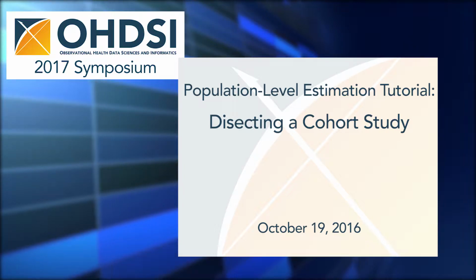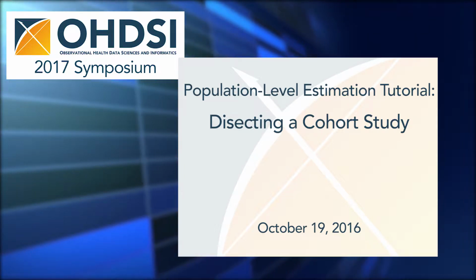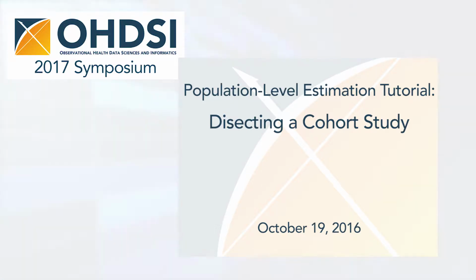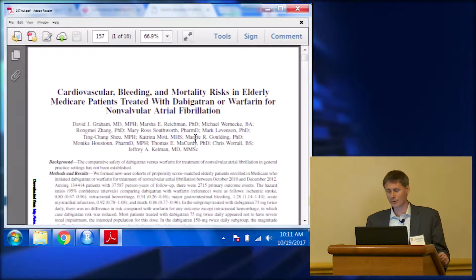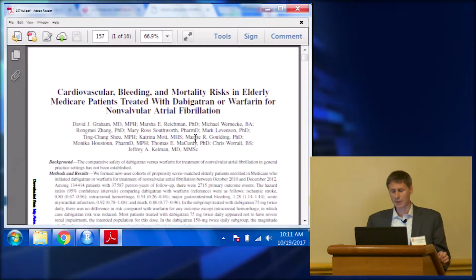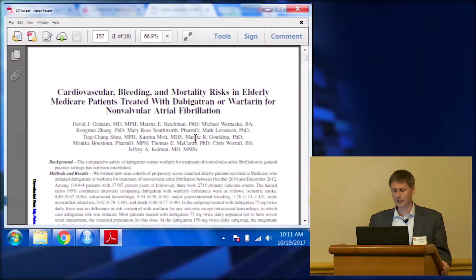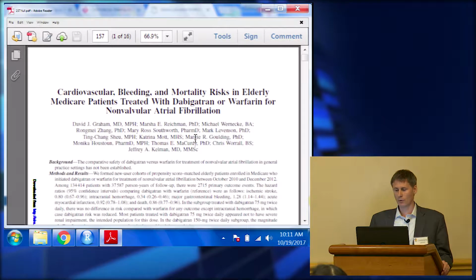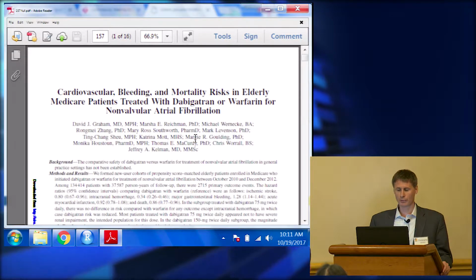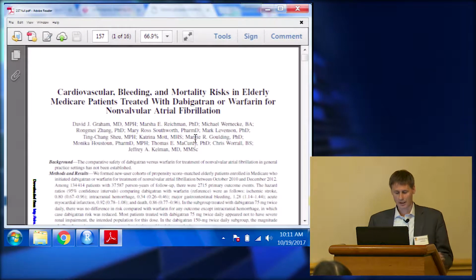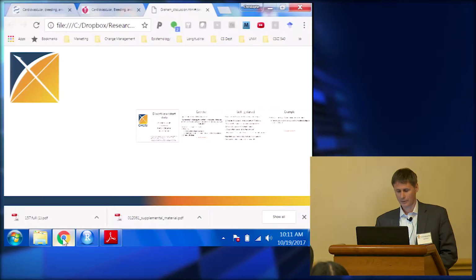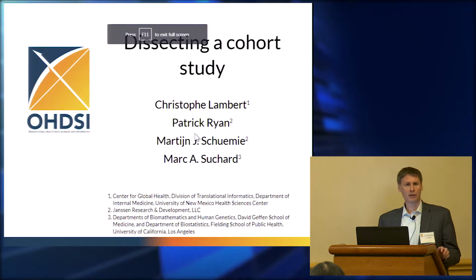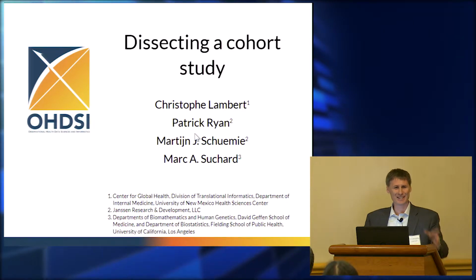Well, we're going to turn to a participative exercise next, very shortly, dissecting a cohort study. If you pull out your copy or bring up on your computer this paper by Graham et al., Cardiovascular, Bleeding and Mortality Risk in Elderly Medicare Patients, treated with dabigatran or warfarin for non-valvular atrial fibrillation. And I'm going to try to channel Marc Suchard, who prepared these slides and is here.